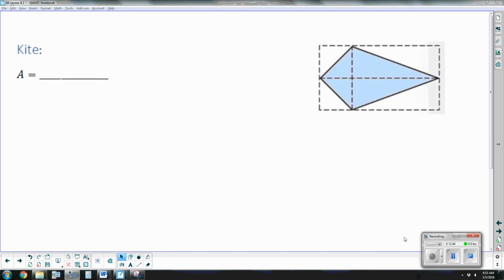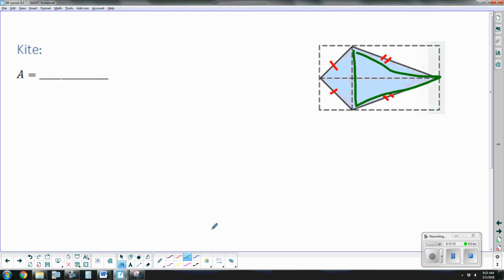Now let's look at the area of a kite. If you look at the kite, you see 4 triangles, and within those 4 triangles, you know that they're two pairs of congruent triangles. So if you look at the 2 big triangles, you know a kite is made up of 2 isosceles triangles. Here's one isosceles triangle, and here's another isosceles triangle.